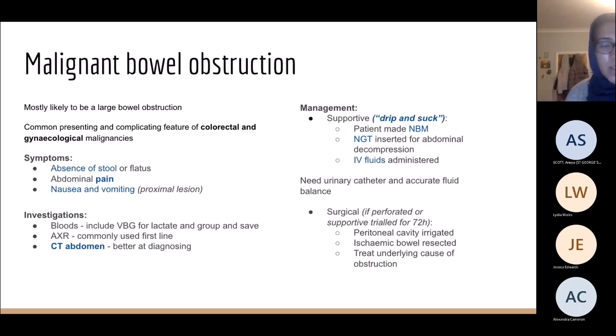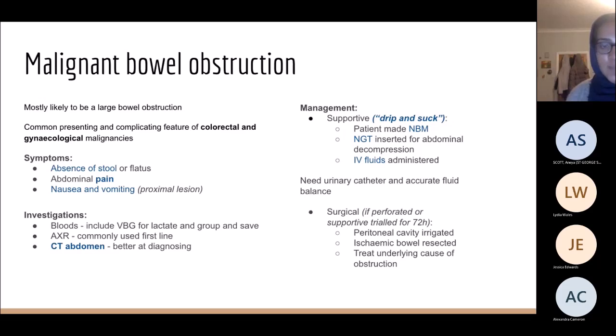Investigations, so you want to do your bloods. You want to particularly do a VBG for lactate. That's something that, particularly if talking to surgeons, they want to look at the lactate level because it's a sign of potential ischemia. And you want to do a group and save for these patients in case you need to give them blood transfusions. In general, just do group and saves in people when they come into ED. It's quite a useful thing to have. An abdominal X-ray is usually first line, but CT abdomen is the diagnostic.